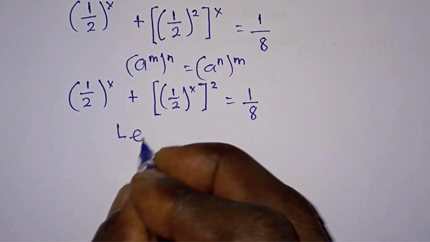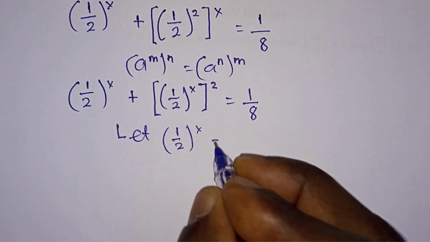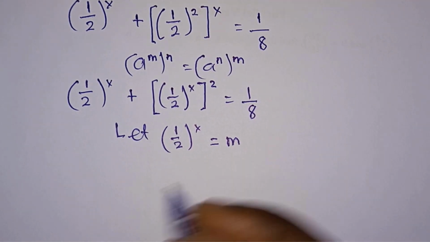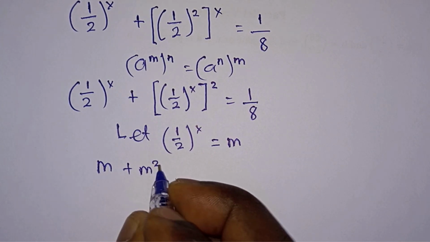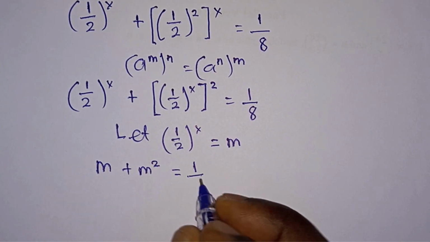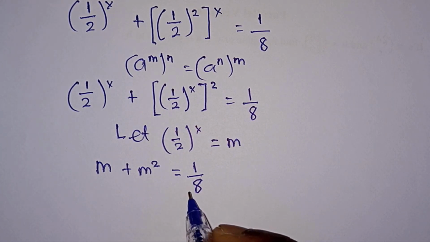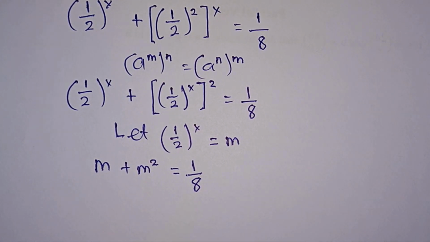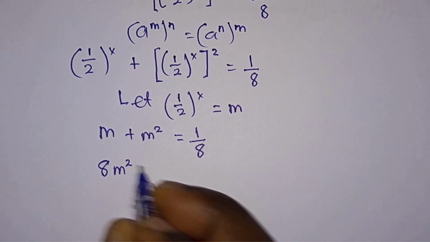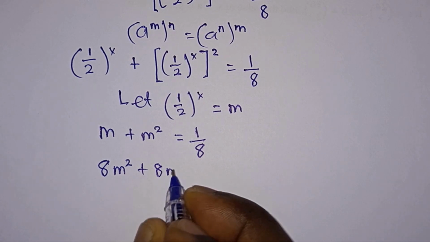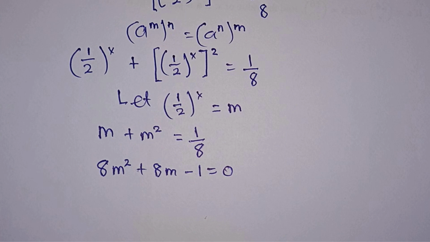Then we will let (1/2)^x equal to m. So the equation now becomes m plus m squared is equal to 1/8. We will do two things here. We will multiply through by 8 and then equate everything to 0. So we will have 8m squared plus 8m minus 1 is equal to 0.